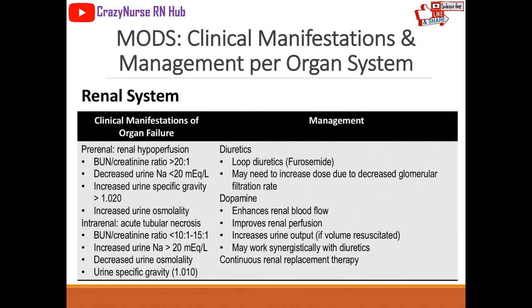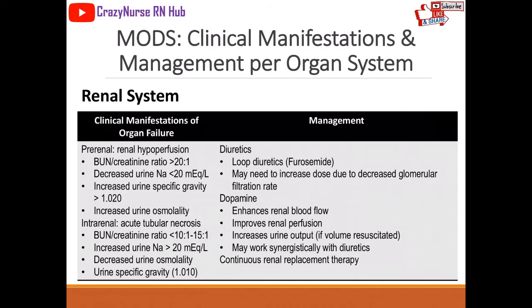Next, we have your renal system. So we have here manifestations from pre-renal, the renal hypoperfusion. So the BUN or creatinine ratio is more than 20:1, decreased urine sodium of less than 20 mEq per liter, and increased urine specific gravity of more than 1.020, and increased urine osmolality or concentration.